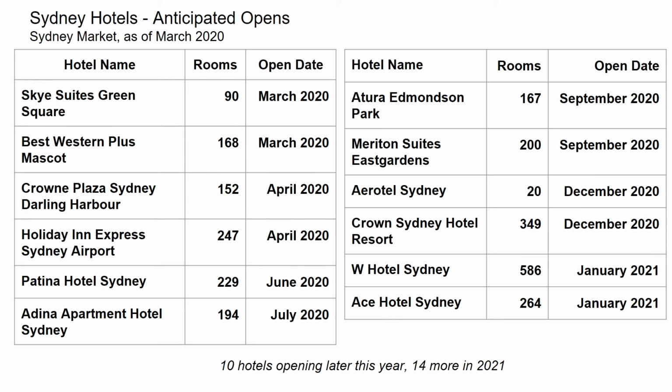This chart shows the hotels that are going to be opened in the next year. So the time frame here is from March 2020 until January 2021. And this shows that 10 hotels are going to be opened this year, so in 2020, and 14 hotels in 2021. But please, if you have a look at the rooms, you can see that a big amount of rooms will be added to the Sydney hotel market.